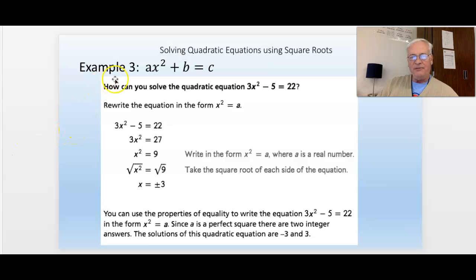Also, example 3, if there's another term here like plus b. As an example, 3x squared minus 5 equals 22. First you have to add 5 to both sides, then divide both sides by 3. When we do that, we get x squared equals 9. Again, once you get x squared isolated on one side, take the square root of both sides. In this case, you get plus or minus 3.